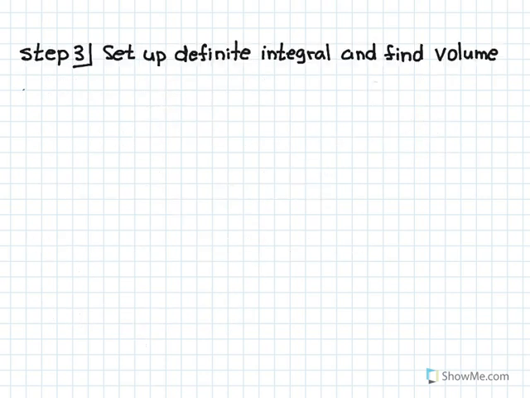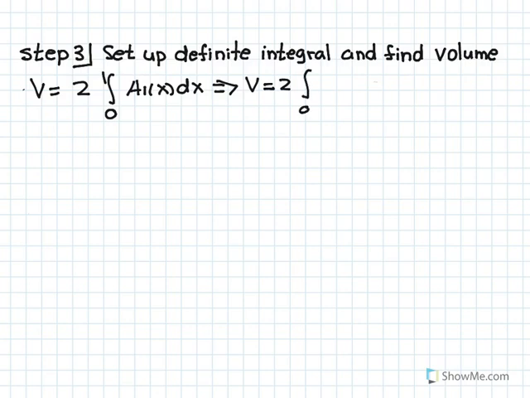All right, let's set up a definite integral and find the volume. The volume is equal to 2 times integral from 0 to 1, A1 of x dx. This is equal to 2 times integral from 0 to 1. The outer radius is 2 divided by root of 3 plus x squared, all squared. The inner radius is x, so x squared. And let's put brackets here, integrate with respect to x.